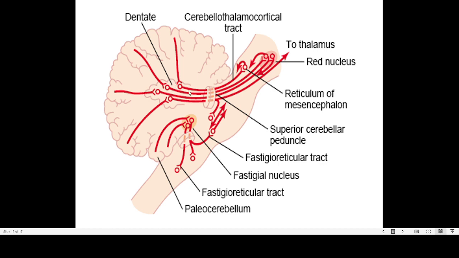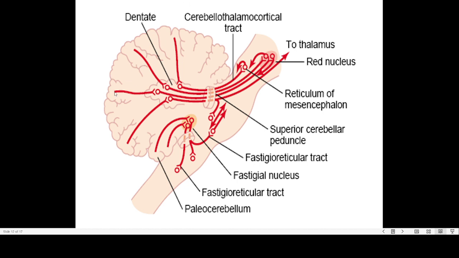So here there will be fibers connected. That is usually called the cerebello-thalamocortical tract. That means they are connected from the cerebellum to the thalamus and also to the cortex of the cerebrum. Those will be the interconnections. This is nothing but a group of nerve fibers. They are in the position of the peduncles.